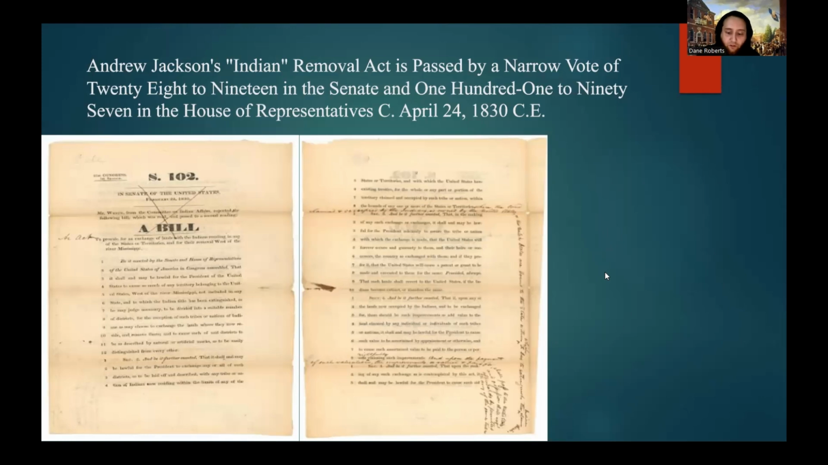However, despite this opposition, Andrew Jackson's Indian Removal Act would be passed by a narrow vote of 28 to 19 in the Senate and 101 to 97 in the House of Representatives on April 24, 1830 CE. As you can see by this vote and the speeches that I just showed to you, this was widely accepted, but by no means a universally accepted law, a universally accepted idea.